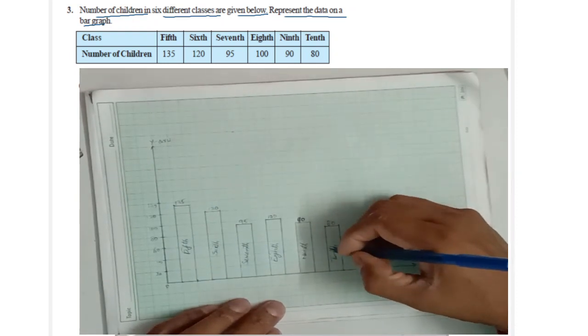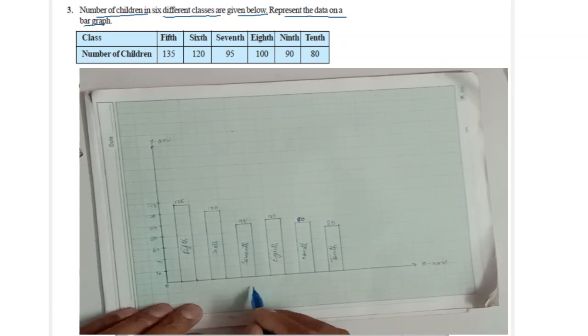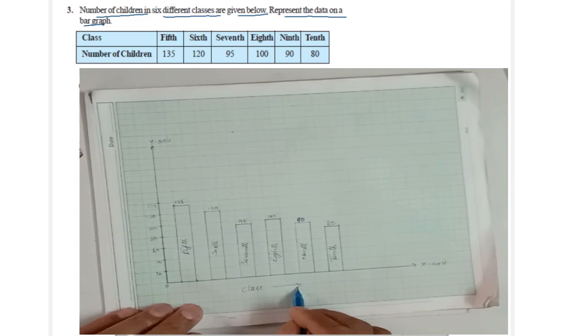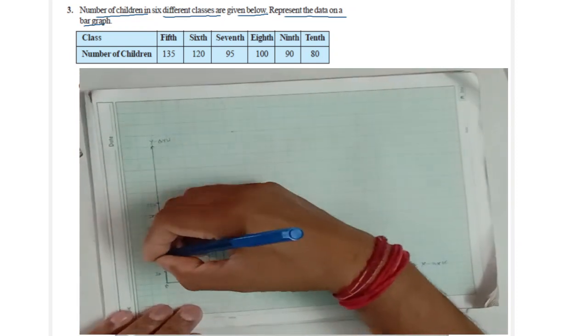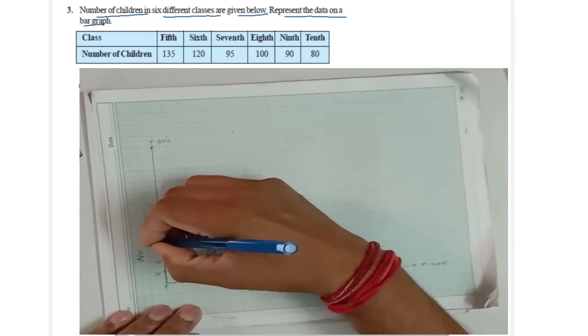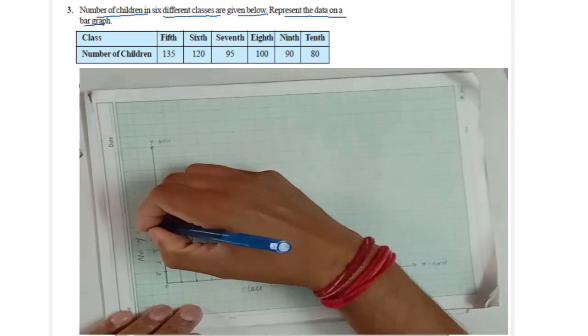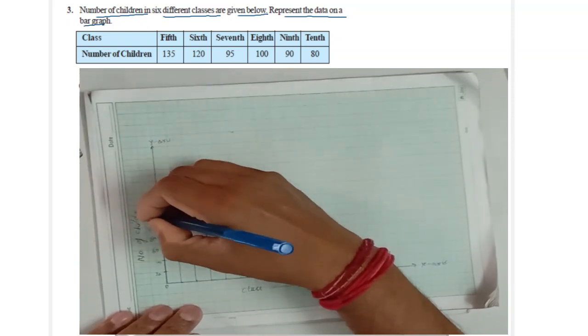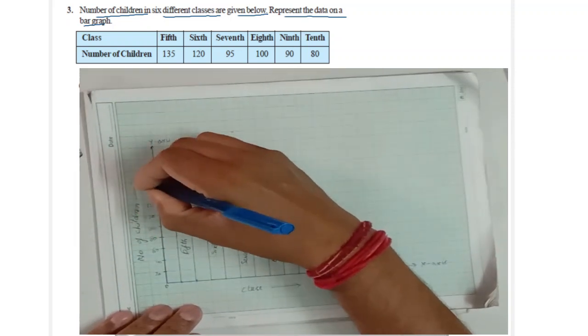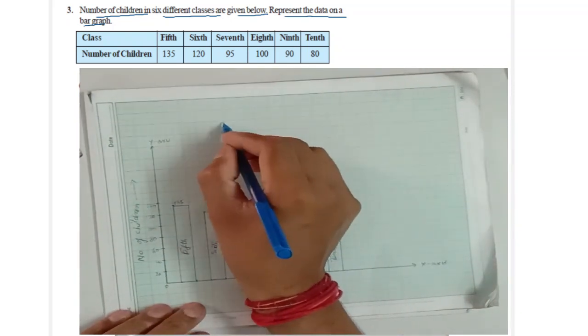On the x-axis, we have represented class. Here write down class and put an arrow. And on the y-axis, we have represented number of children. Here write down number of children. Put an arrow. What we have drawn? A bar graph. Here write down bar graph.